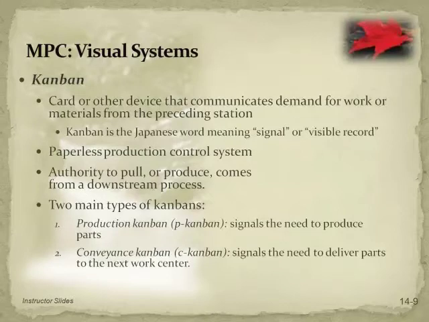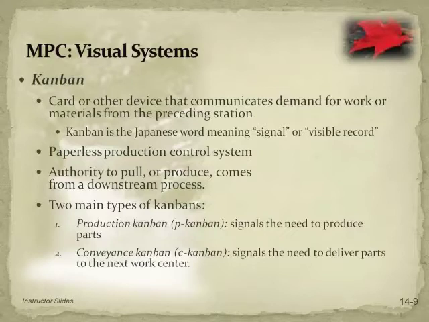Visual systems. So the pull system is usually, but not always, a visual system. And the thing that allows us to determine when we need to do something, that gives us a signal or an authorization to produce something, is called a Kanban system. The word Kanban is a Japanese word that translates into English into the word signal or visual record. So a Kanban is a card, a physical card.